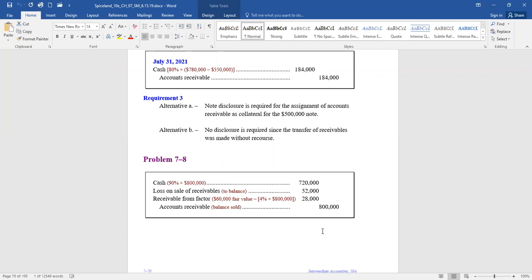The difference, the plug here, 52,000, is the loss to Samson. So they'll debit loss on sale of receivables. Included in that loss is that fee of 32,000, right? Oh wait a second, what's that, 60,000? Samson estimated the fair value of the last 10% of its receivables to be 60,000. Okay, so that's what that represents. I apologize for that.